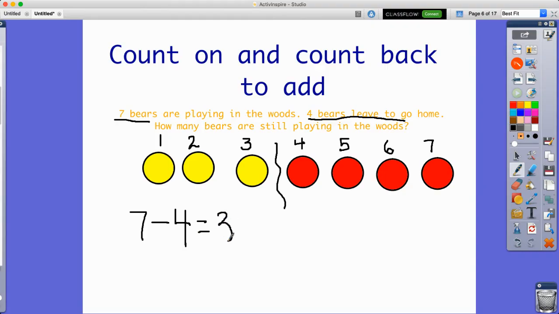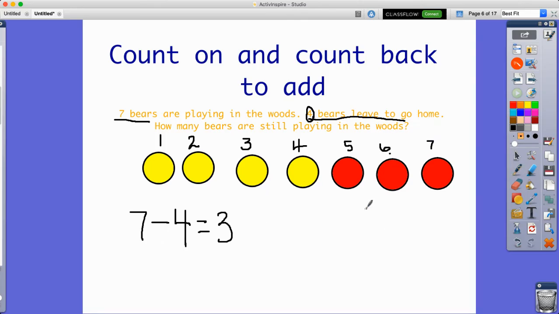equals 3. Now, I can also think about this. Let me turn these back to yellow. Let me erase this. Now, I can also think about this as an addition sentence. So I already know that I have 4 bears here. Now I know I need to get to 7. So I can start with these 4, and then I can think about what I need to add to get to 7. So 4, 5, 6, 7. And I'm going to label these 5, 6, 7.